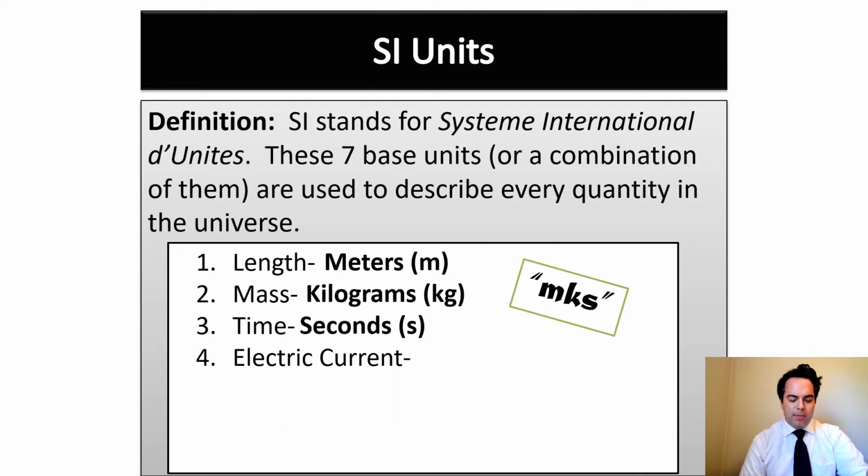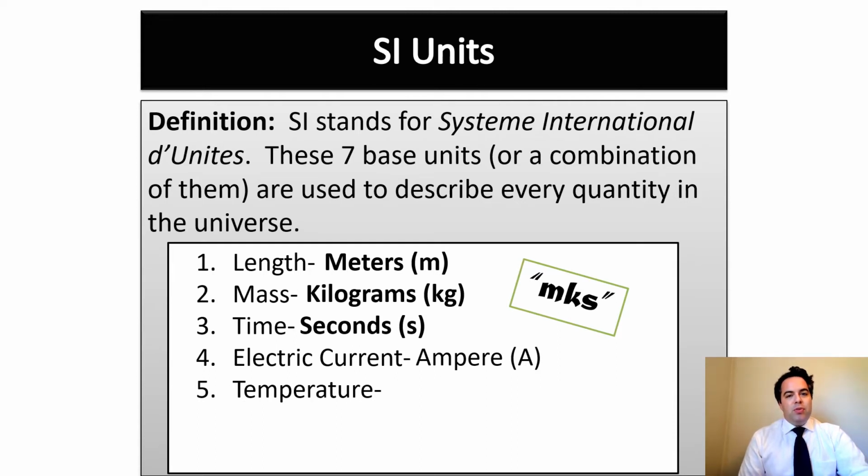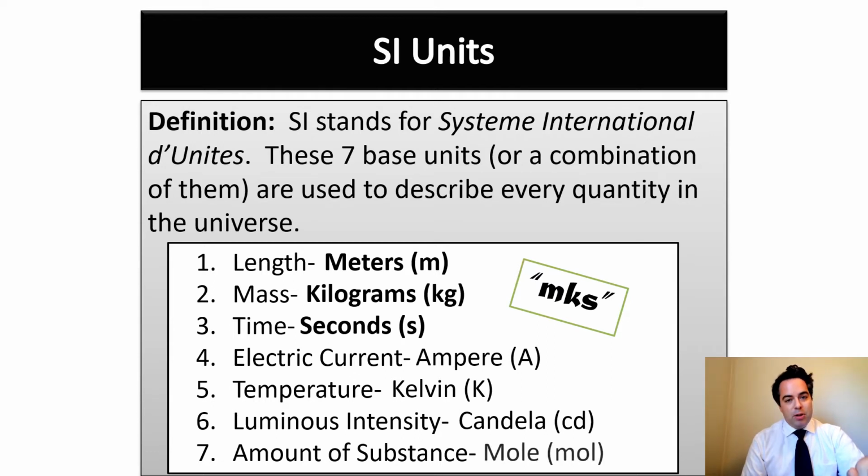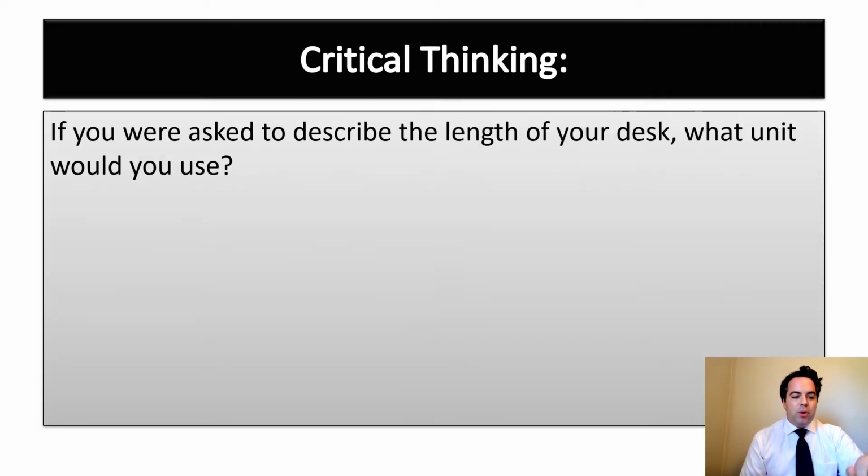Electric current, we talk about in unit 11 when we do circuits. That's measured in amps. Temperature, the base unit is Kelvin, and luminous intensity, the base unit is a candela, and the amount of a substance, you might remember from chemistry, that's measured in moles. We will not be talking about moles in this class. Mostly meters, kilograms, seconds.